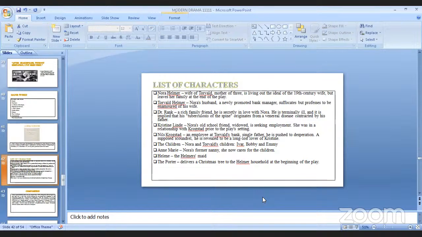The children, Nora and Torvald's children, are Ivor, Bobby, and Emmy. Annie Marie, Nora's former nanny, now cares for the children. Helene is the Helmers' maid. The porter delivers a Christmas tree to the Helmer household at the beginning of the play.